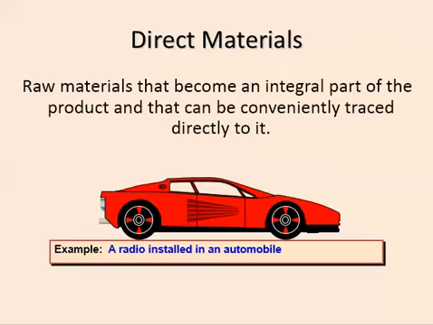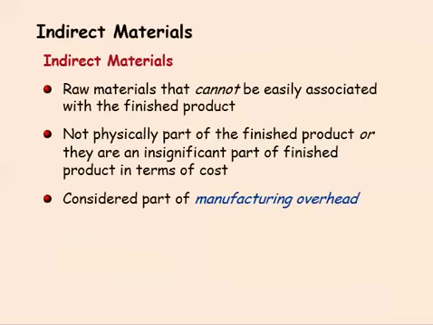Now, indirect materials are raw materials that cannot be easily associated with a finished product, and those are considered part of manufacturing overhead. You may think about when you go to get your car serviced, and they often will include a line item for miscellaneous shop items. So perhaps lubricants or towels that they need to do maintenance. All that would be considered manufacturing overhead.